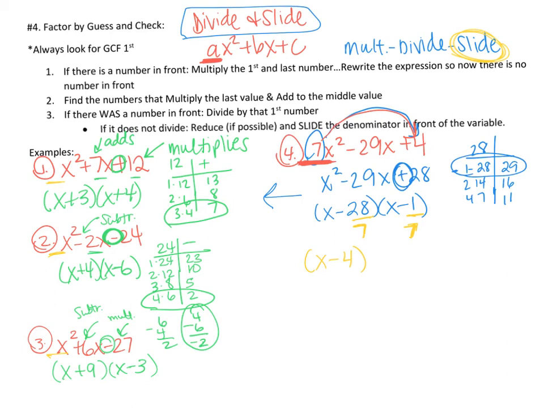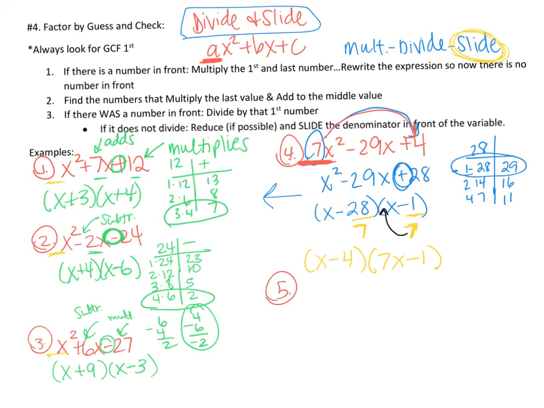But 1 does not divide by 7. So instead, it's going to slide in front of that x. So it's going to become 7x minus 1. So if it does not divide, it's going to slide right up there in front of that x. Okay, let's do another one of those.